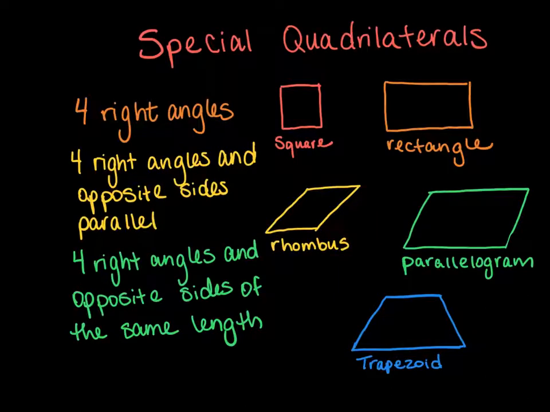There are also some special types of quadrilaterals, like a square, rectangle, rhombus, parallelogram, and trapezoid. They all consist of 4 right angles, or they have 4 right angles and opposite sides parallel, or they have 4 right angles and opposite sides of the same length to be considered a special quadrilateral.